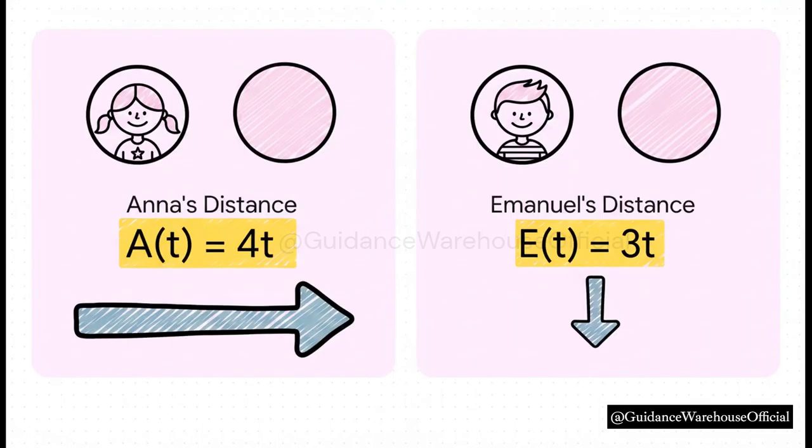First up, let's create a super simple linear model for each person individually. Anna's distance from the start is just 4 times the hours she's walked. Emmanuel's is 3 times the hours. 2 separate, very, very simple models.